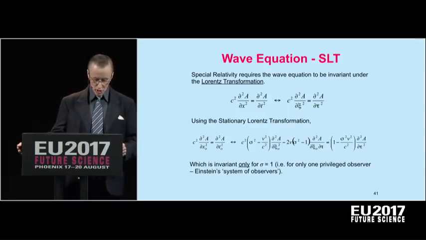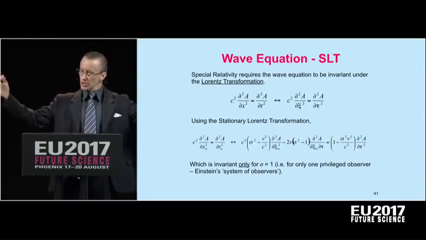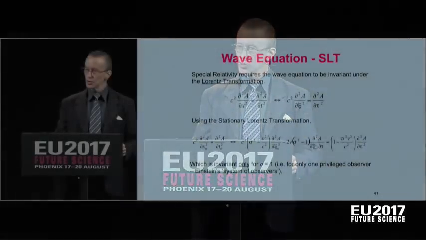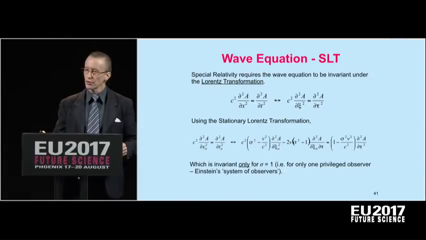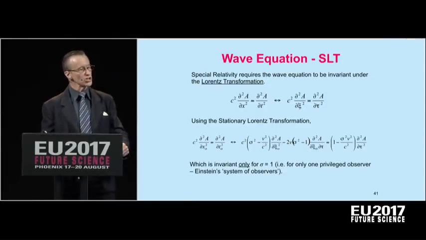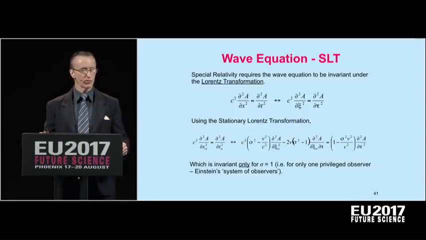Using the stationary Lorentz transformation, I take the counterexamples that I've constructed and I put them into the standard wave equation, and I get the thing on the right. This is invariant only when sigma equals 1. Again, Einstein's privileged observer. If you put 1 in there, it comes out to be the standard wave equation. Otherwise, it is not. So the idea that the Lorentz transformation makes the standard wave equation invariant under its transformation is patently false. Voigt was wrong, and hence Poincaré was wrong, Lorentz is wrong, and Einstein is wrong. But this is central to special relativity. Without it, special relativity is a dead duck.